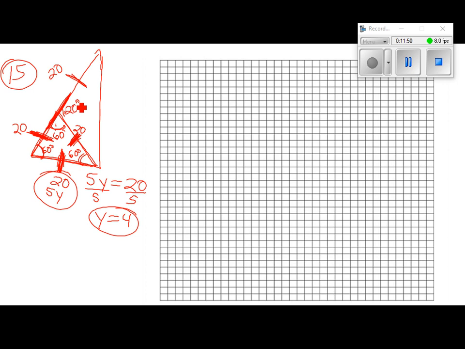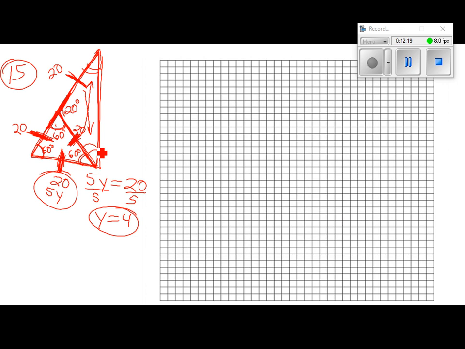The other two angles are congruent. If we look at this triangle, what kind of triangle is that? Isosceles, because it's got two sides congruent, right? If those two sides are congruent, what do you know about the angles across from those sides? They have to be congruent. So this angle has to be congruent to that angle.